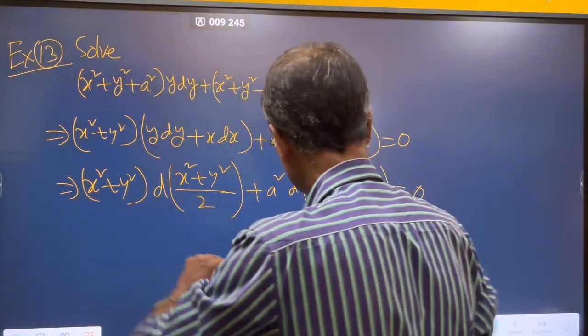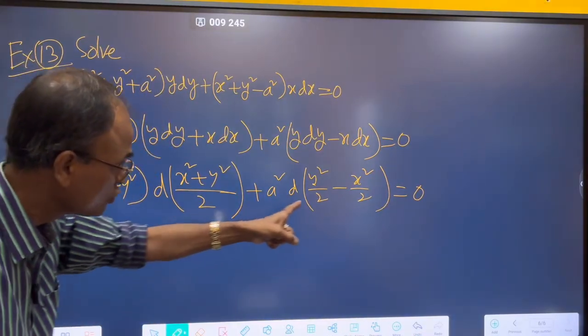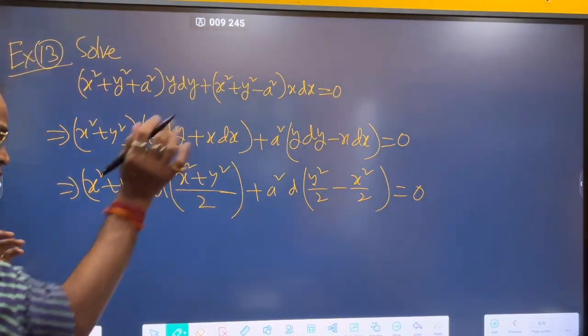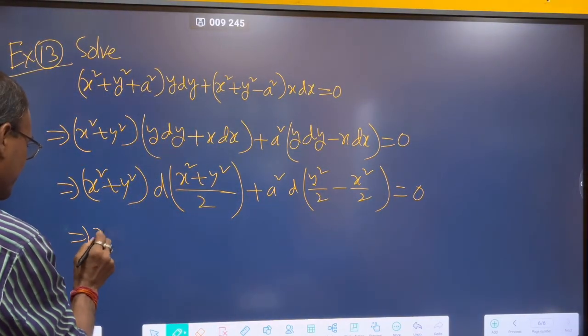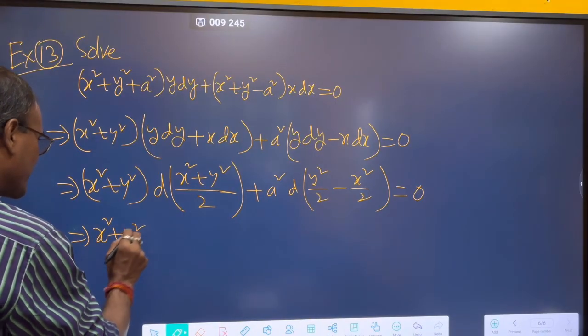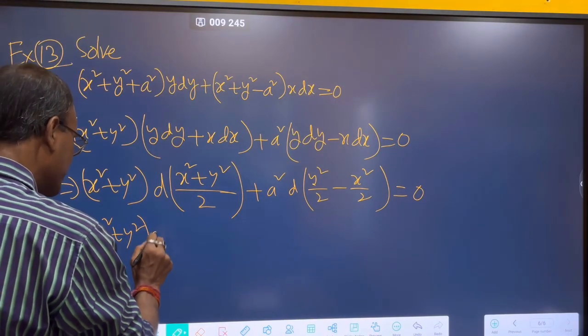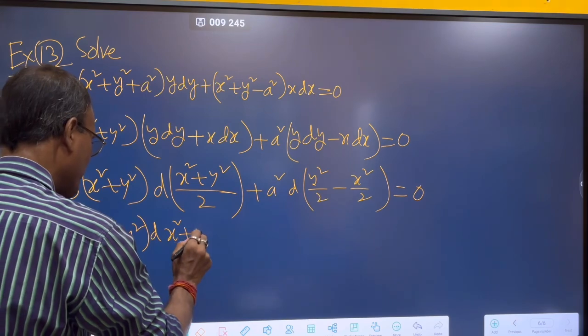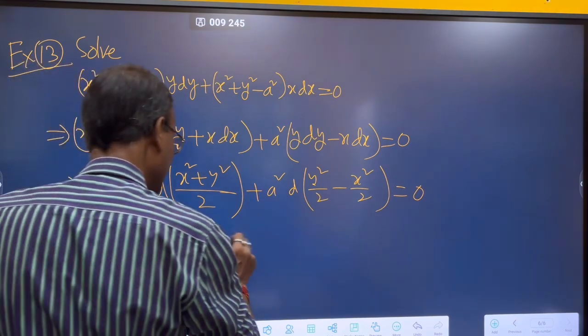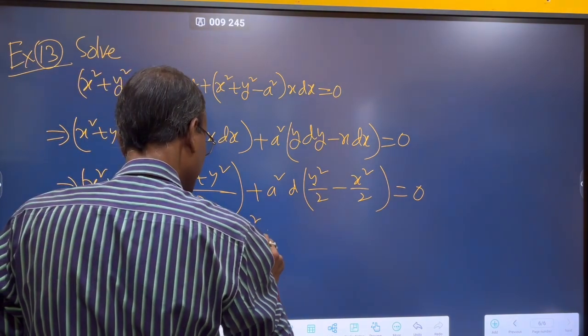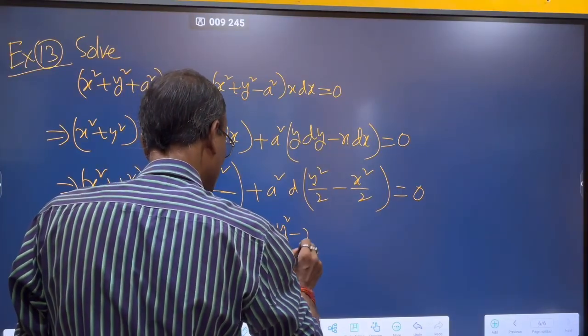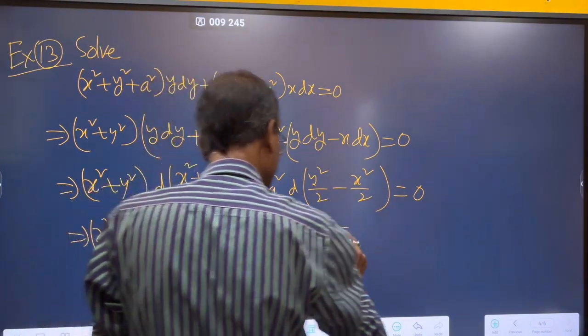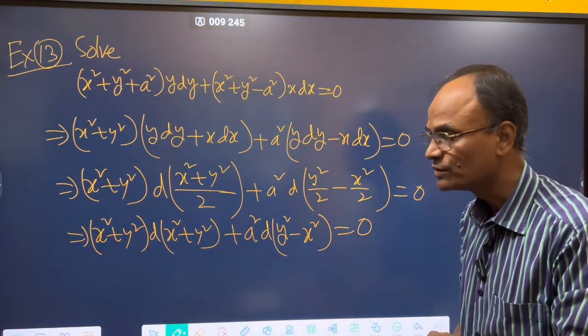Now, you see one thing. The 2 can be cancelled from both sides. x square plus y square, d of x square plus y square, cancel the 2 from both sides, d of y square minus x square. This is equal to 0.